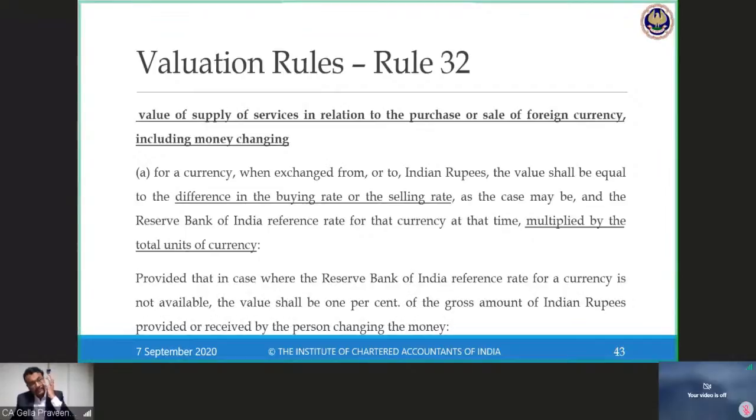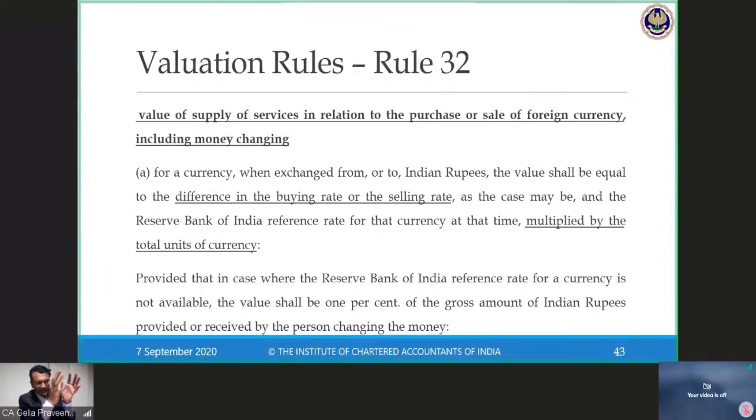Now, where the RBI reference rate for a currency is not available, the value shall be 1% of the gross amount of Indian rupees. So what they say is, instead of going with 1 lakh, I take 50 US dollars or say 100 US dollars, and I say, keep these 100 US dollars, give me 300 Japanese yen, or give me 80 euros. So I'm giving dollars, I'm buying euros. I'm giving dollars, I'm buying yen. When there is no INR involved, they're saying the gross amount of Indian rupees provided by the recipient.